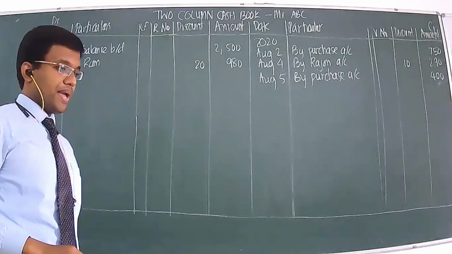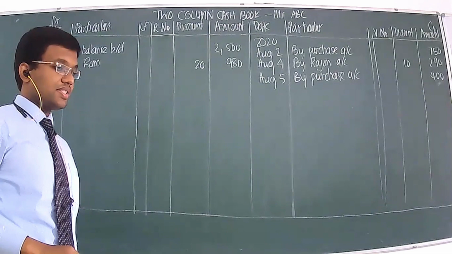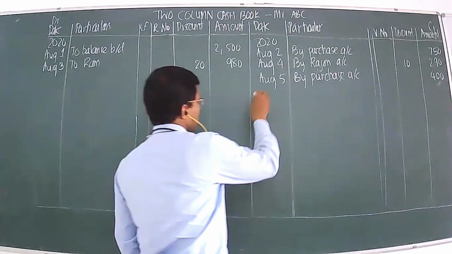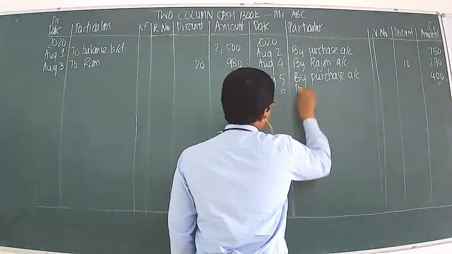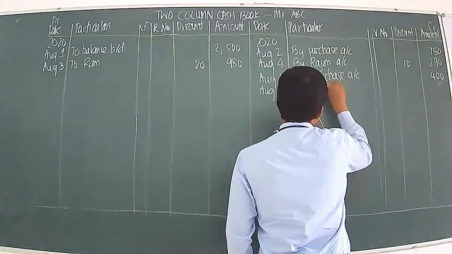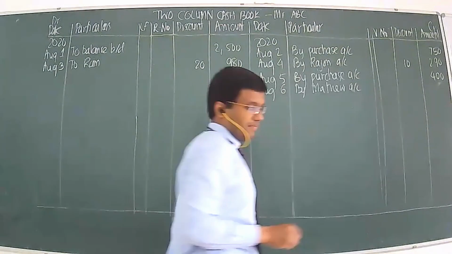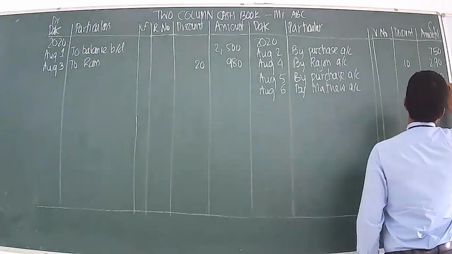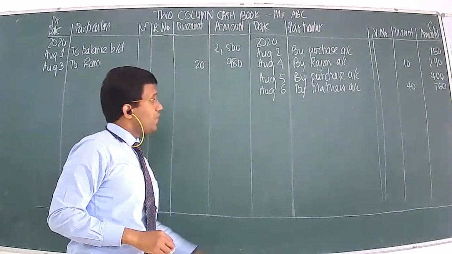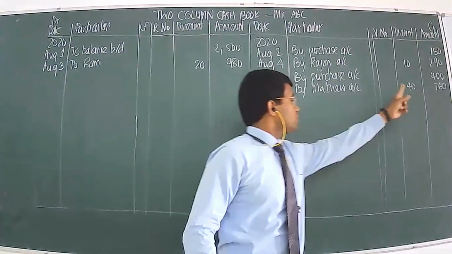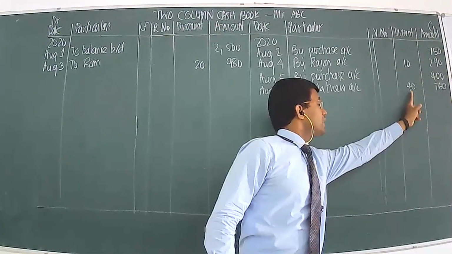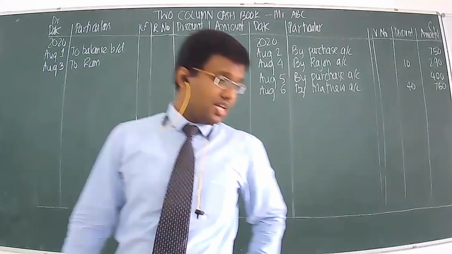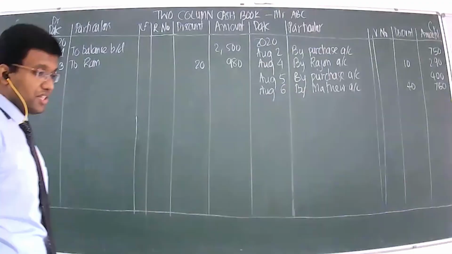August 6th, paid Matthew rupees 760 and received a discount of 40. Okay, so August 6th, you're making a payment to Matthew, so August 6th, by Matthew account and the amount is 40 and 760. So when you look at this transaction, you've understood the amount: you have been given a discount of 40, and then you are making a payment of 760 rupees. Okay? So that is what you have understood from this transaction.